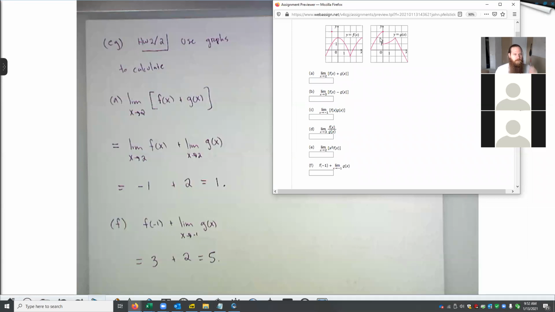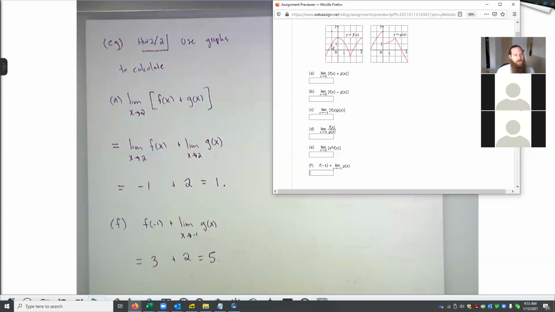So Luke asked a good question. Why did, in part F, on this first piece, f of -1, why did I take the value from the point up here rather than the value from this hole down here? And this is the distinction between the function value and the limit. If they'd asked for the limit as x approaches -1 of f of x, then that's about the pattern. That's about asking, what do these y values get closer and closer to as x goes towards -1?